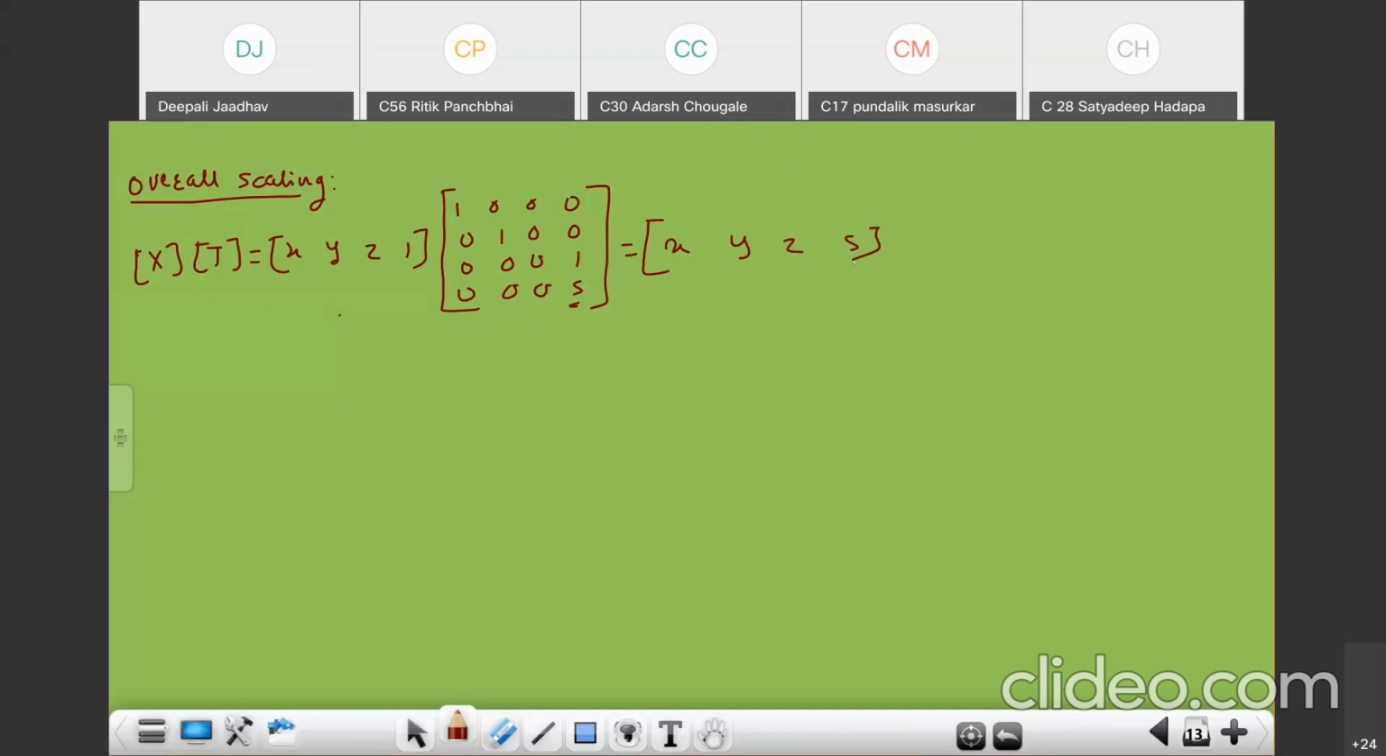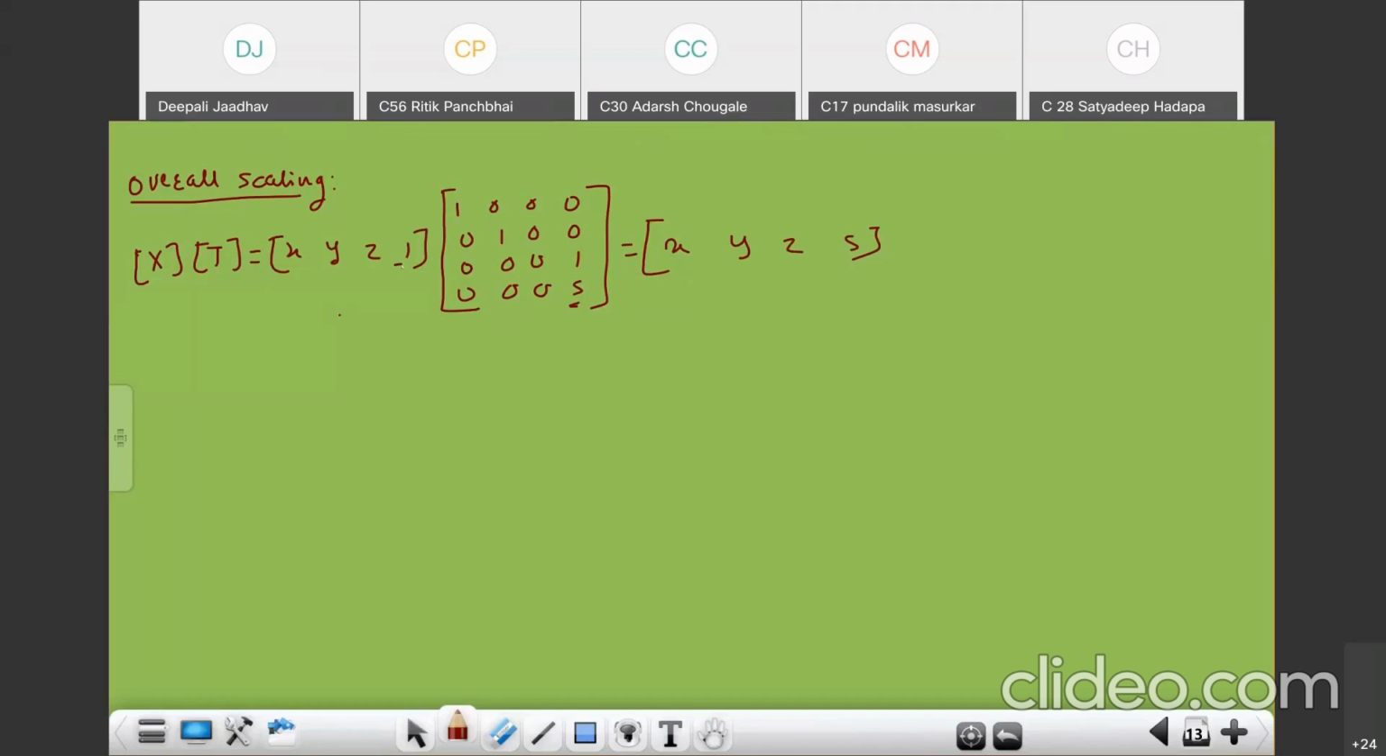Does it generate the scaling? No, it does not generate the scaling. Only instead of H here, the scaling factor comes. Instead of the homogeneous coordinate, the scaling factor comes. It means it is not the final position vector result. So here we need to generate the final physical position vector.